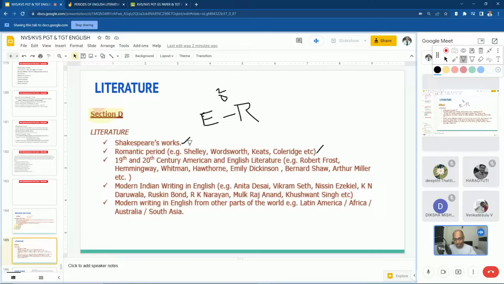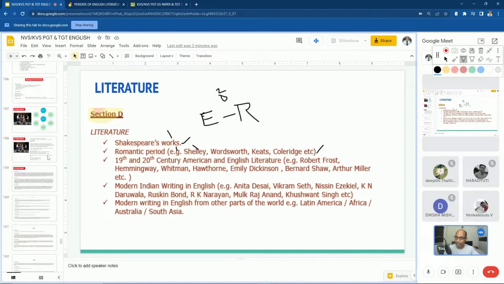So what we are doing is starting with the basics in a systematic manner so that we will complete these things also, and we will know what happened before Shakespeare and after Shakespeare, what happened before Shelley. All those things will be understood in a systematic manner. So according to your NVS, Venkatesh sir, the syllabus is very easy to complete.